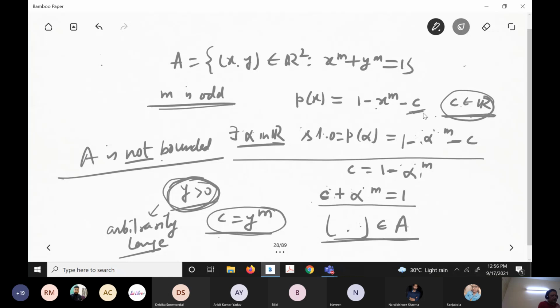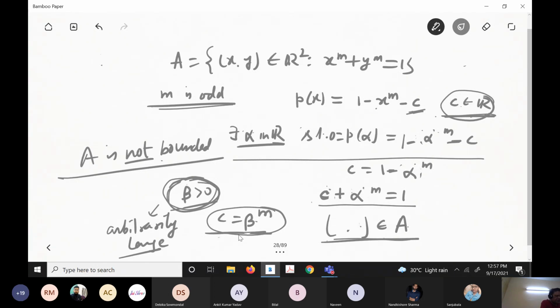So now I'm saying for the y coordinate, alpha will be my x coordinate. I could take the x coordinate also, it doesn't matter. So choose any y greater than 0. If you don't like y, take beta here. Choose any beta greater than 0. So don't have the xy. And then choose c equal to beta to the power m.